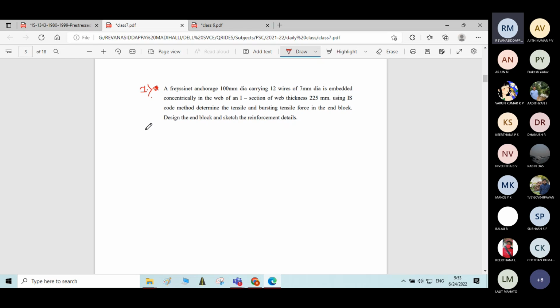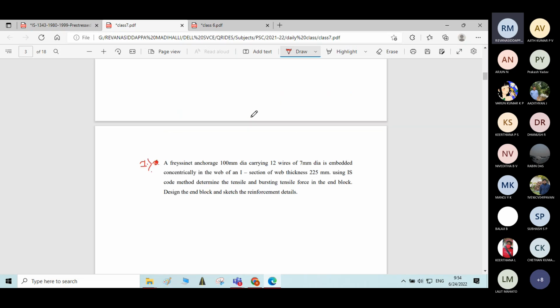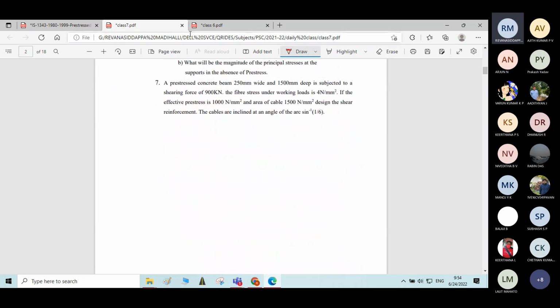A Freyssinet anchorage of 100 diameter carrying 12 wires of 7 diameter is embedded concentrically in the web of an I section of web thickness 225. Using the IS code method, determine the tensile and bursting tensile force in the end block. It is asked to find the tensile force and bursting tensile force of the end block.